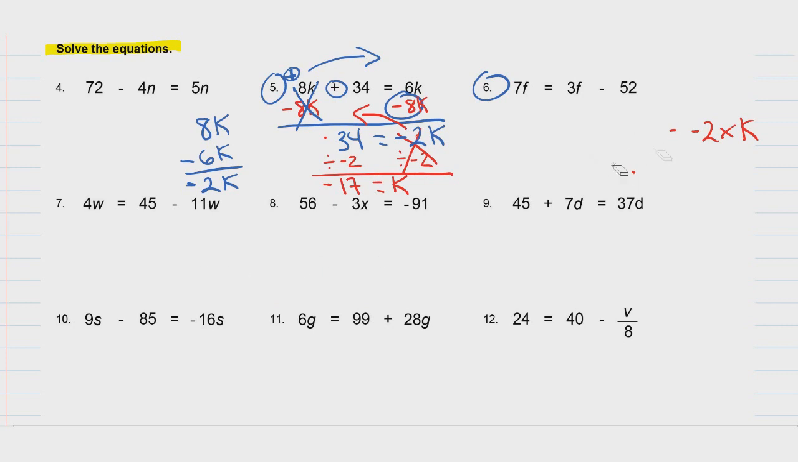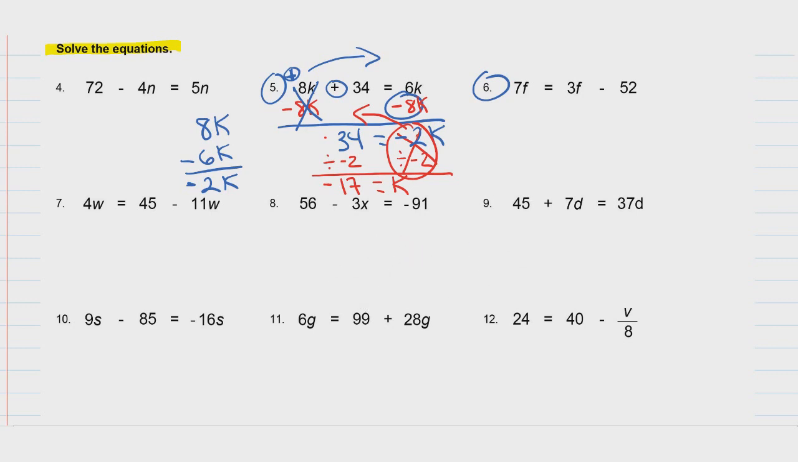Let me clean that up really quick over here. By the way, some of you might be wondering why I did a negative 2 divided by a negative 2. Remember, you're trying to get the variable by itself. It cannot have a negative attached to it. So you have to send the negative over to the other side too.